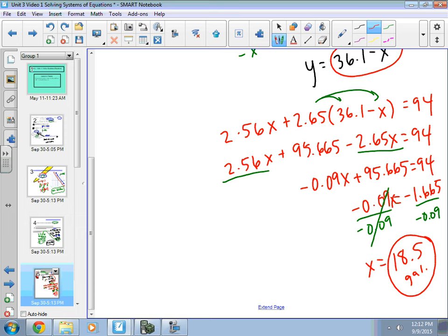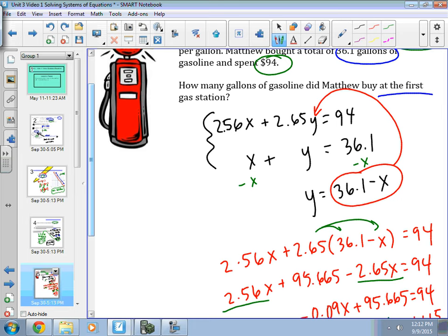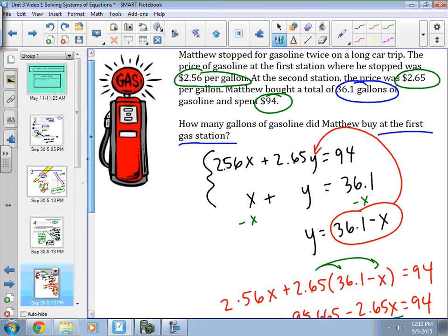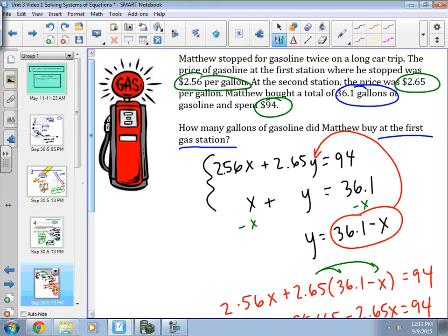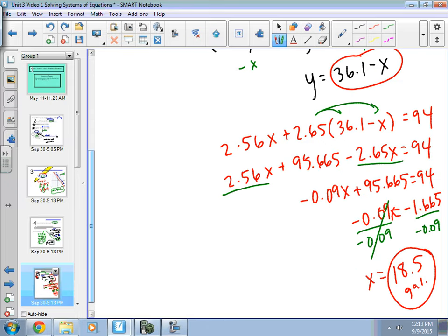If you would get this, say, on an ACT test, you would want to make sure that you are finding the one they wanted us to find, the first station. The question asked, how many at the first station? And we were using X as the first station here. So the answer is 18.5. There would be no need in this problem to find Y because that's the second station. Now, had you solved this for Y first, then you would need to plug it back in and find X because that is the one they asked us to find.